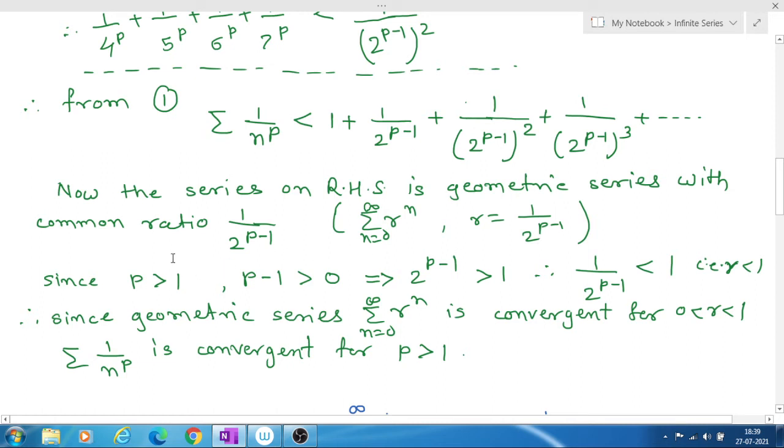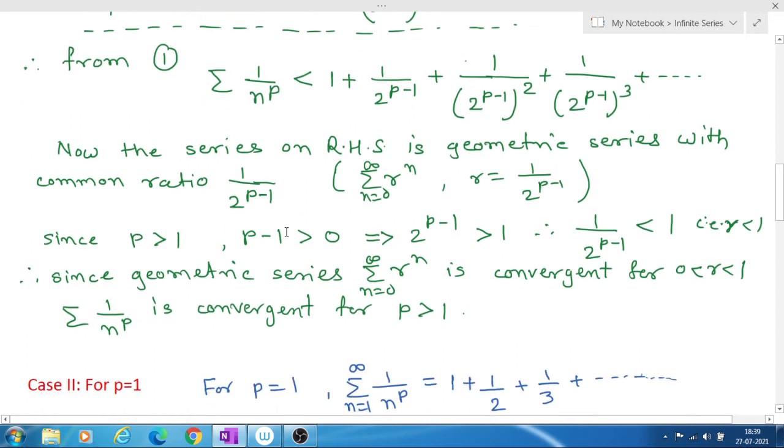Therefore this series is a geometric series, and now its convergence and divergence depends on the value of r, whether r is less than 1, or greater than 1, or equal to 1.